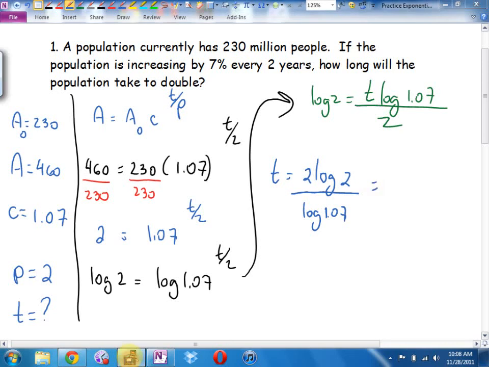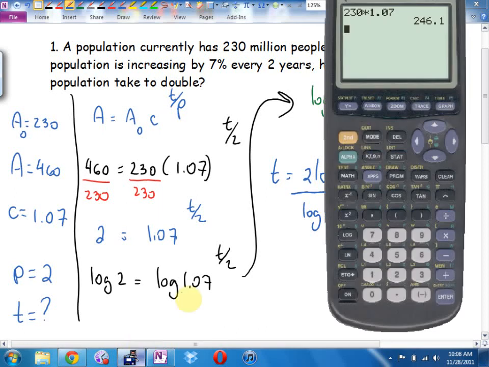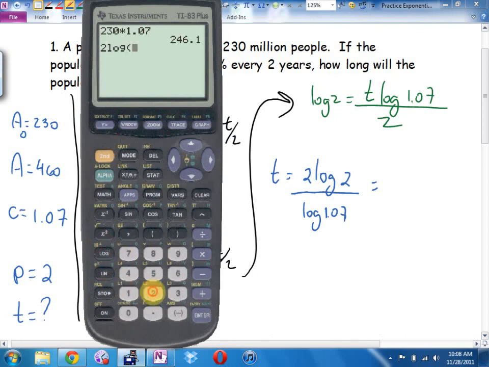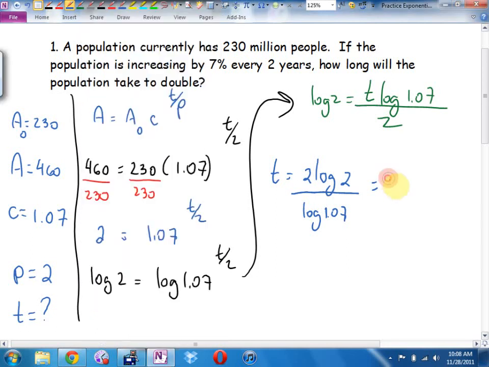Let's see. 2 log 2 divided by the log of 1.07. Now, let's decide, unless they say different, we'll go to two decimal places. 20.49. Almost 20 and a half years, bang on. Okay. Is that all right?